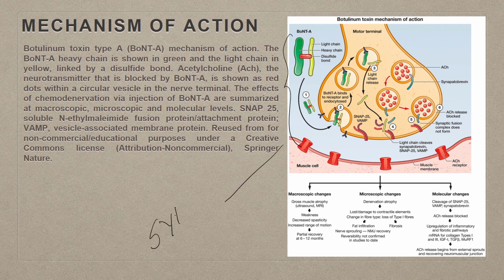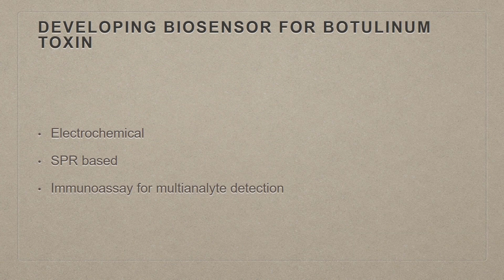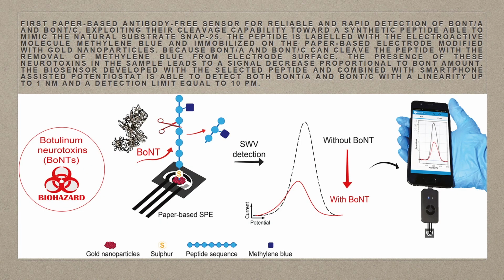synaptic zone where botulinum toxin enters and attacks the SNAP25 structure and chops it off, and how such chopped parts of the SNAP structure are being used for developing biosensors, especially electrochemical SPR based immunoassay for multi-analyte detection. This is the electrochemical assay where methylene blue is acting as an electroactive agent, and by chopping it off, how the electrical signal falls down.